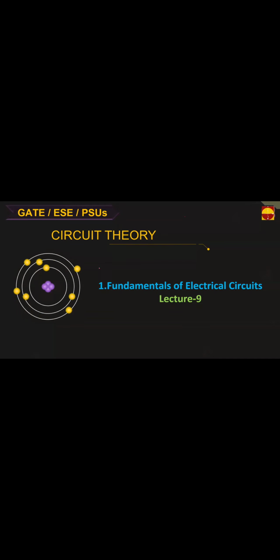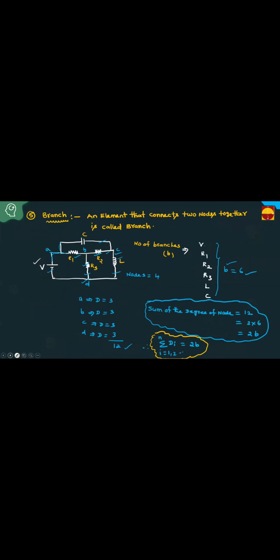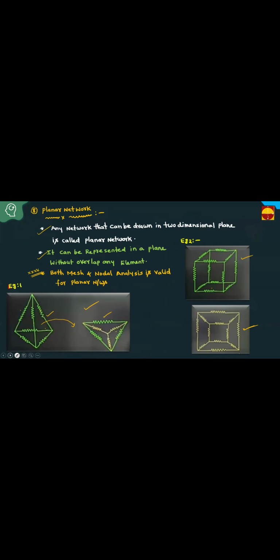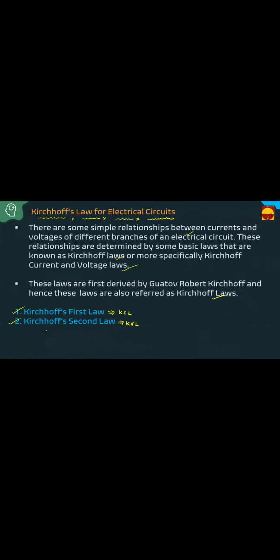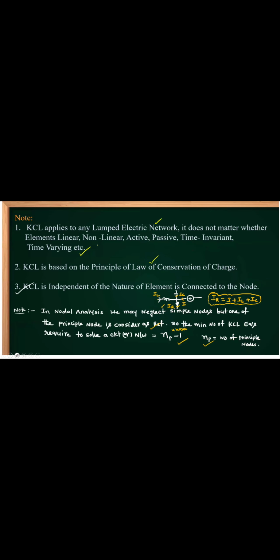Welcome to the session. Continuation of circuit theory, that is network theory concepts. I'm discussing chapter 1, that is fundamentals of electrical circuits. I'm starting lecture 9. With respect to fundamentals of electrical circuits, the important terminology in network theory I already discussed in the previous session. And I already started Kirchhoff's laws, in detail about Kirchhoff's first law, that is Kirchhoff's current law, that I already discussed in the previous session. Please go through that. And these observations I also gave with respect to KCL. You have to concentrate. Before starting the KVL, let us see some important examples with respect to KCL, students.